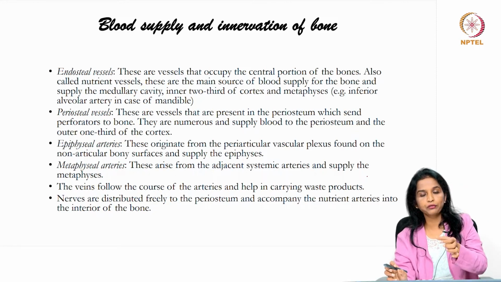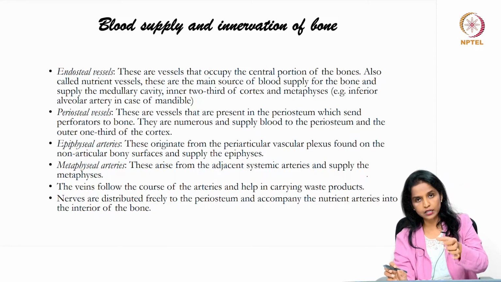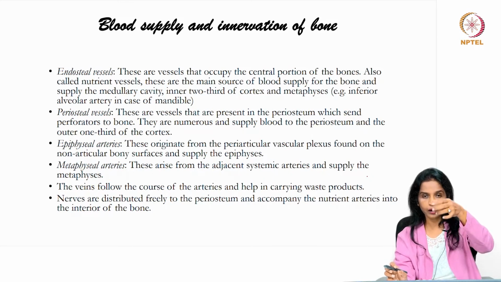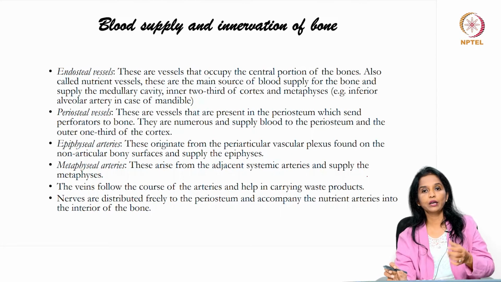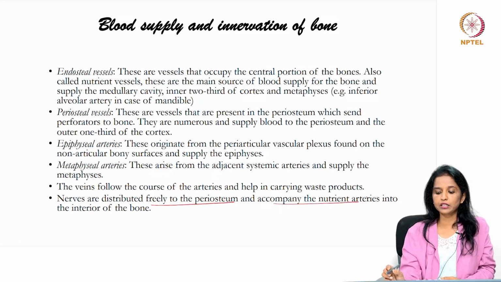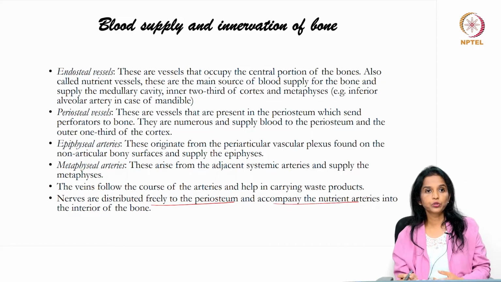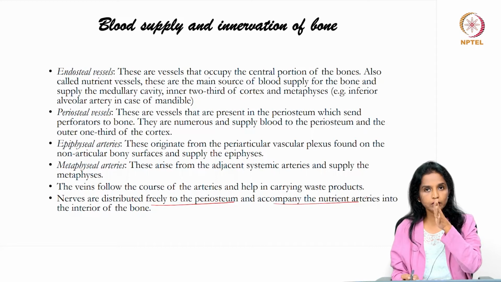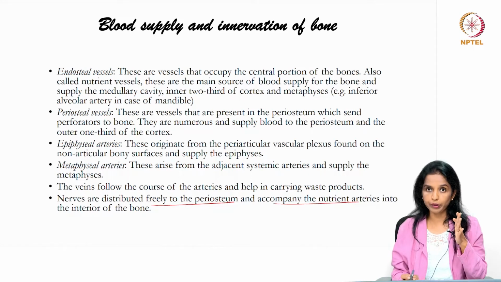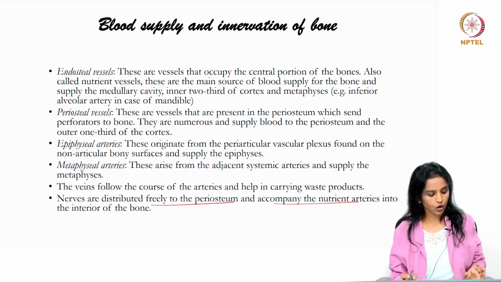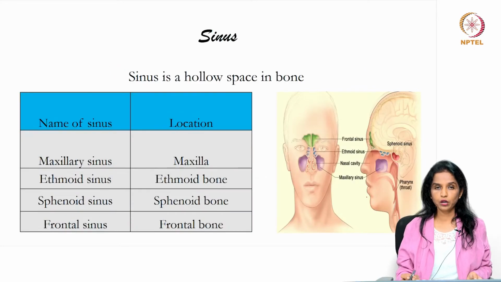And then we have metaphyseal arteries taking care of the other parts of the bones, which are the longer parts of the bone. And then we have nerves which are distributed freely to the periosteum and accompany the nutrient arteries. So there are 4 categories of arterial supply, that is the blood supply. What is there on the inside, what is there on the periphery, what is there on the articulating surface, and what is there at the longitudinal axis part of the bone.